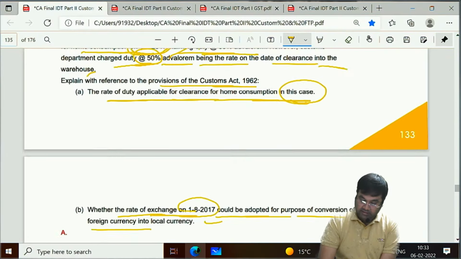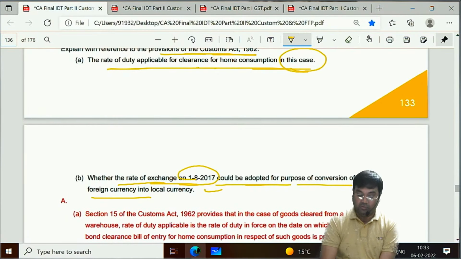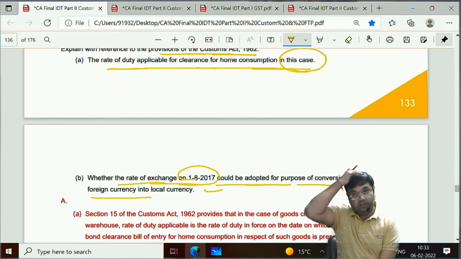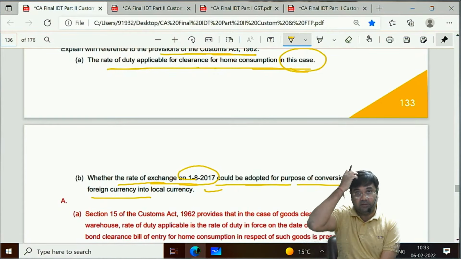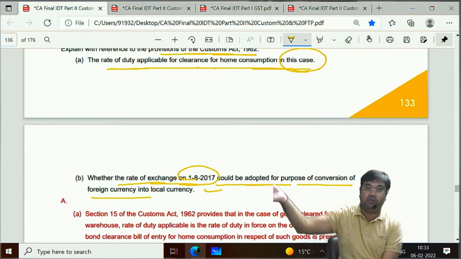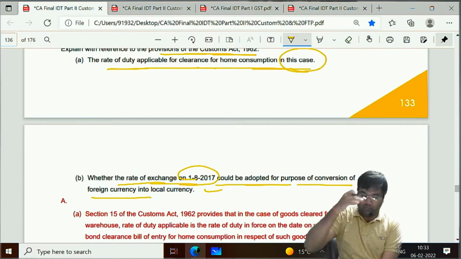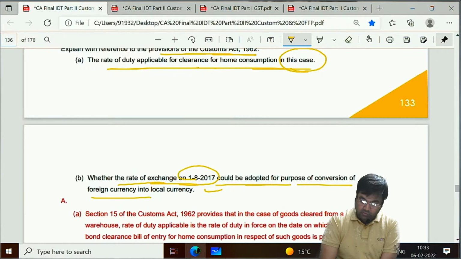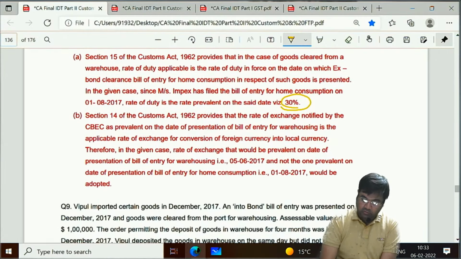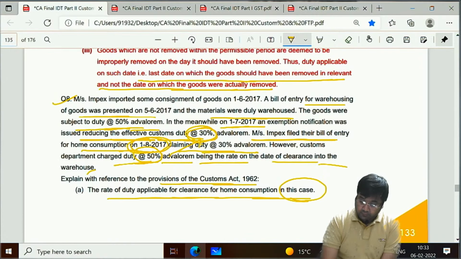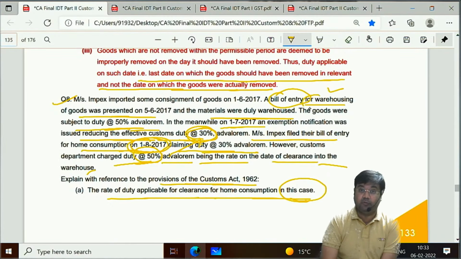Now the second question, which exchange rate? So for exchange rate, Section 14. Remember what I said to you: when the bill of entry is presented. But here there may be two bills of entry, one for warehousing, another one an ex-bond bill of entry from warehouse to home consumption. So I said to you that in this scenario, when the bill of entry is first presented, whether you present for home consumption or warehousing, that is going to be the date for exchange rate. So we are not going to take the ex-bond bill of entry.